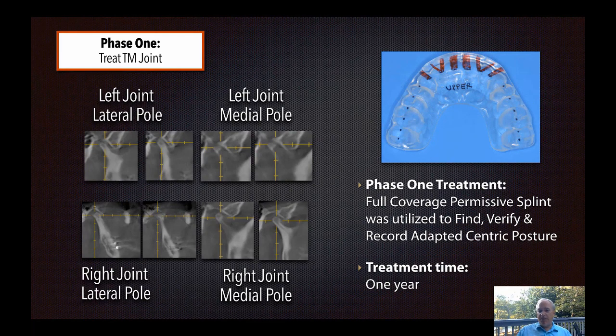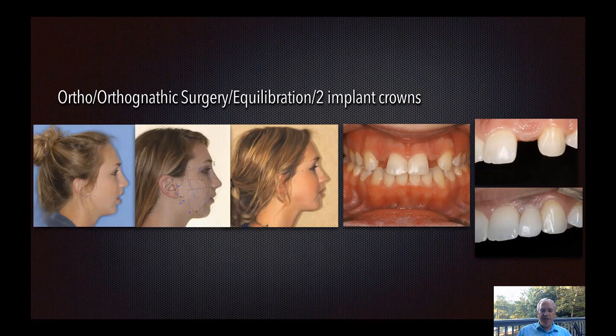And her splint therapy took a year for us to get stable. And Dr. Maddie's going to be talking to you about how you know when a patient is stable after splint therapy and it's safe to move on to phase 2. But what I'll tell you with these type of patients is that as their joints break down, they become more class 2. The jaw tends to come back.